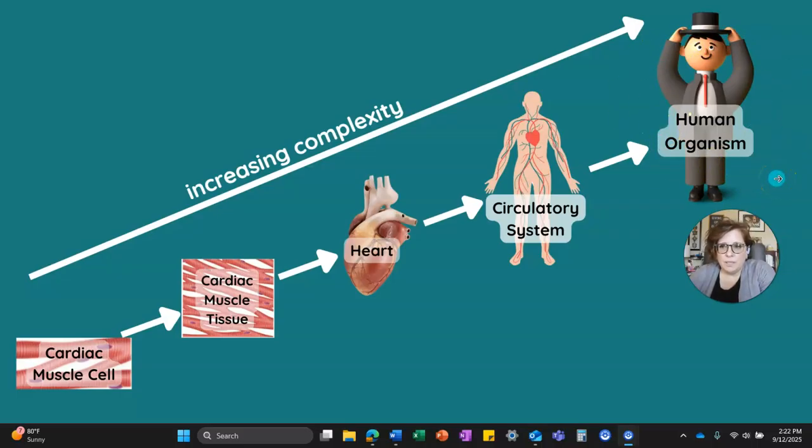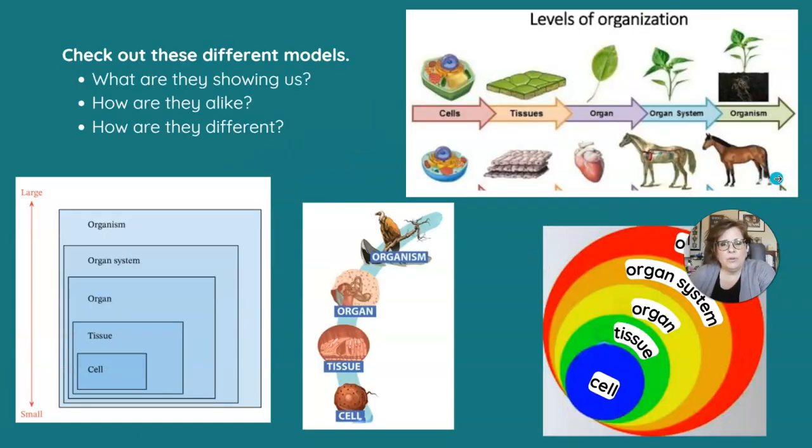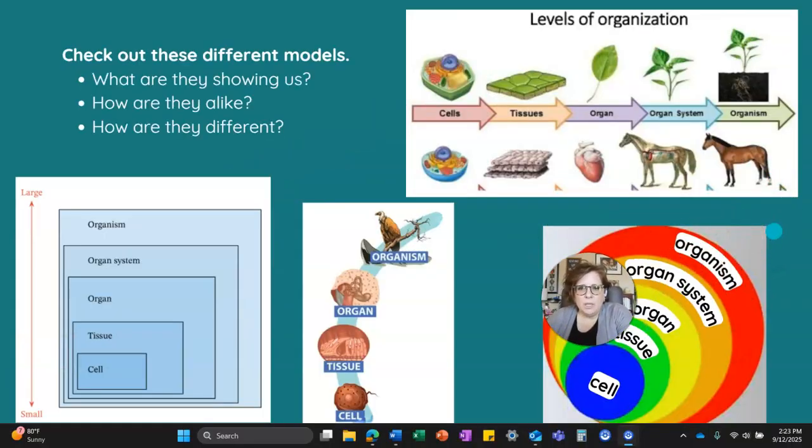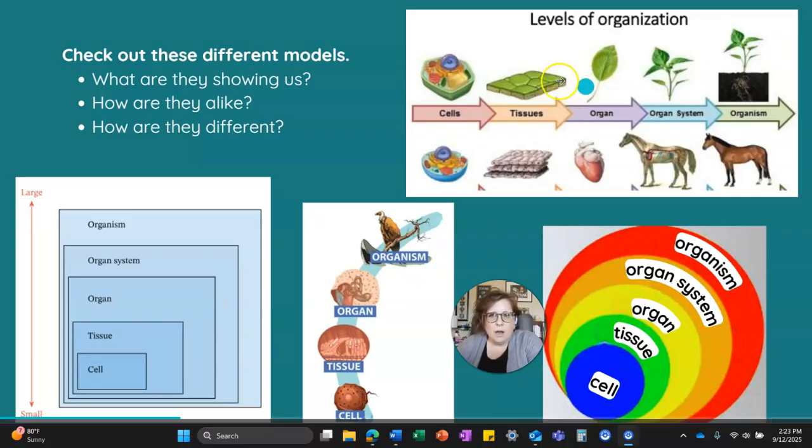So what you're going to do for this assignment is you are going to create your own model. And here's a couple examples of models that you could look at. Here's a very straightforward one at the top where we go from cells to tissues to organ system and then organism. Okay, they show a plant on top and a horse on the bottom. I like this one here with the circles. It shows from cells up to organism. Cell being the smallest, and of course organism being the largest. So that one organized it by size, which is kind of helpful, right?